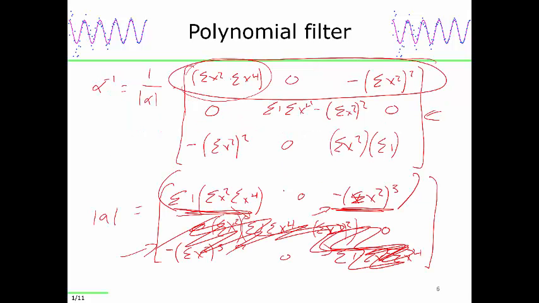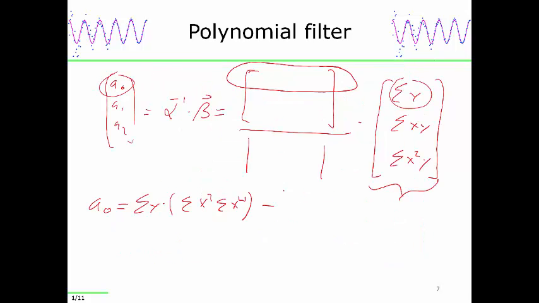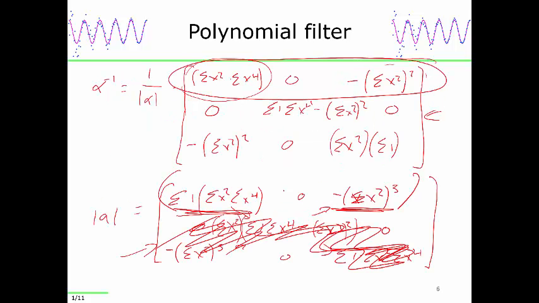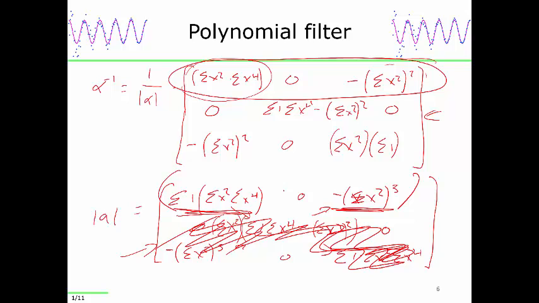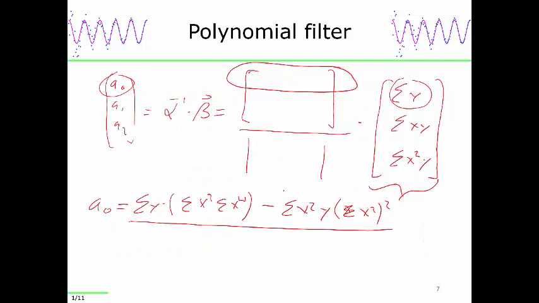Minus the summation of x squared y times this entry. Well, actually, plus that entry, but that entry has a negative sign. And that's x squared, and then this whole thing is over the determinant, which is 1, 2, and 4. Minus summation of x squared cubed.